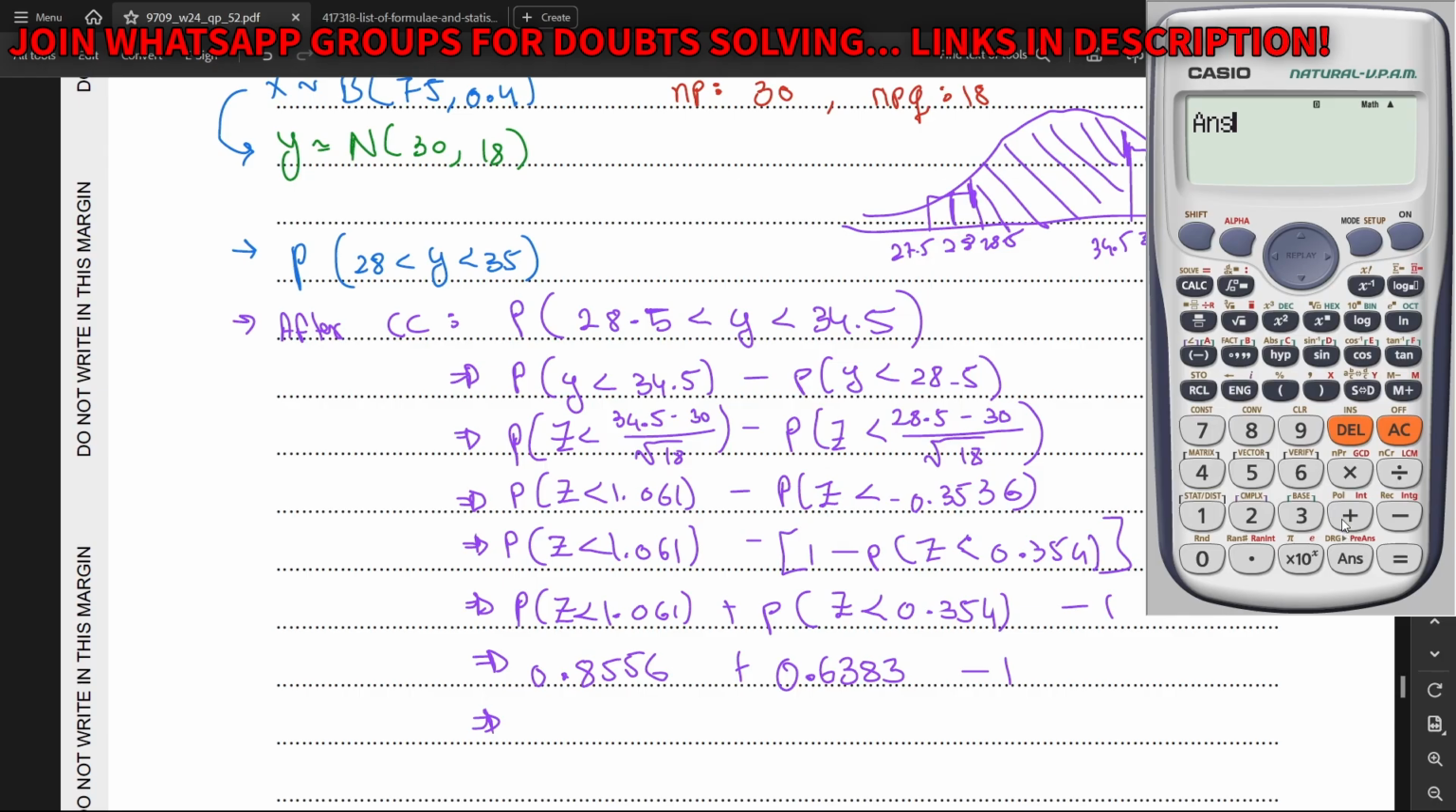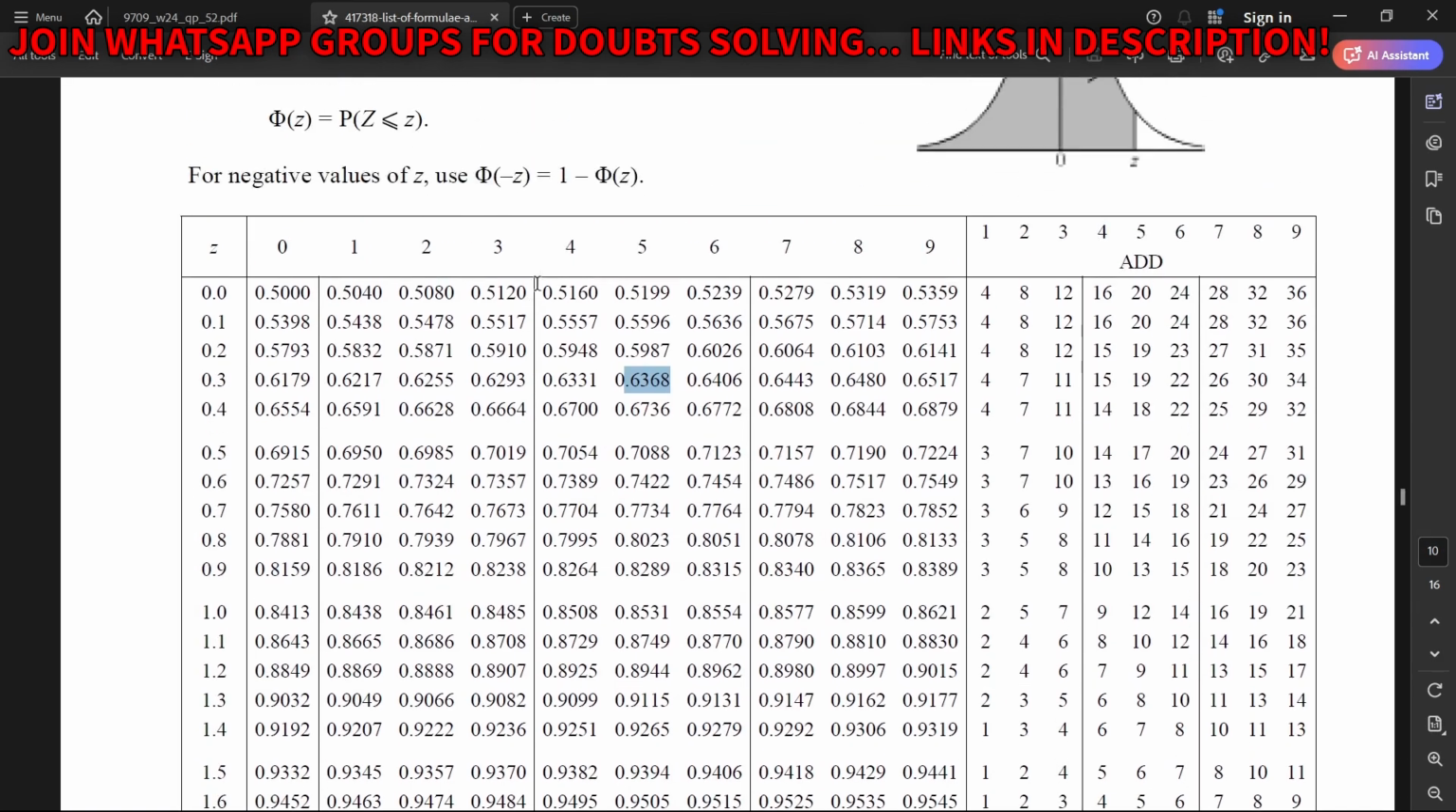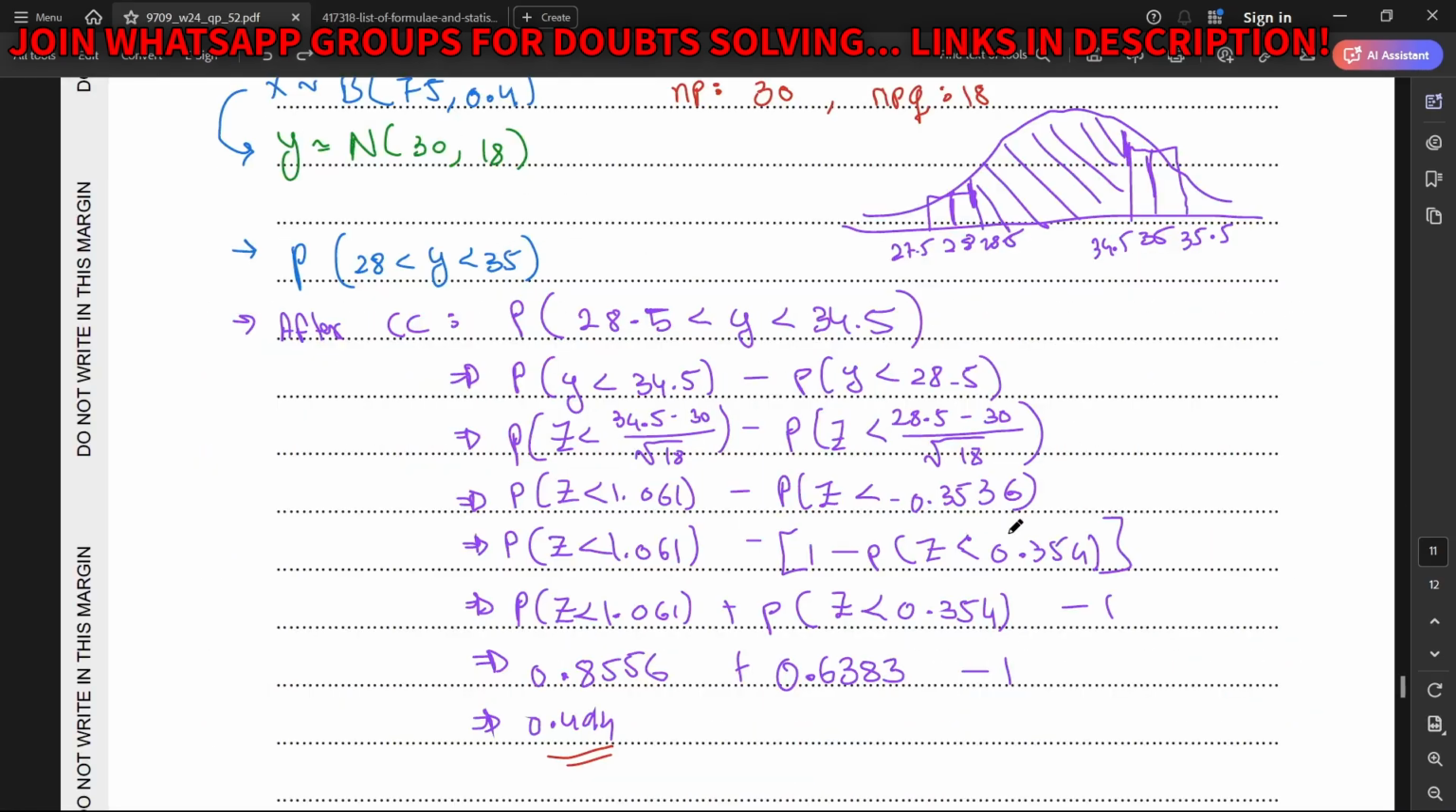So it is going to be this plus 0.8556 minus 1, and that comes out to be 0.494. So that's it. That is how you solve this question. Just note that this conversion was something that I've already explained, so I did not really re-explain the same concept, but you can get the same kind of information over here. If you're having negative z value, it is same as writing 1 minus positive z value, and that is what we have implemented over here.